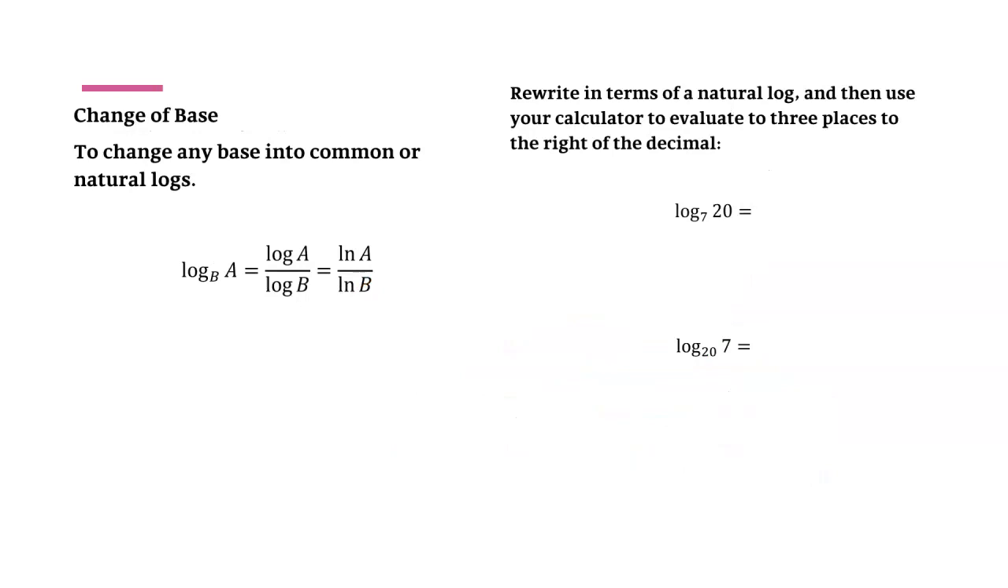The last log property is a change of base property. The way you change base is you can write a log in any base by turning it into a fraction of logs. The base goes in the basement when you do this. And it really can be any log. The reason I have common logs and natural logs written here is because those are the ones that you have buttons for on your calculator. So those are the most common ones we want to use for change of base.